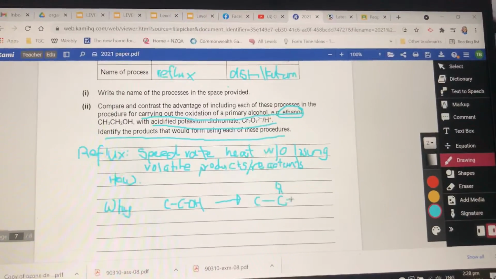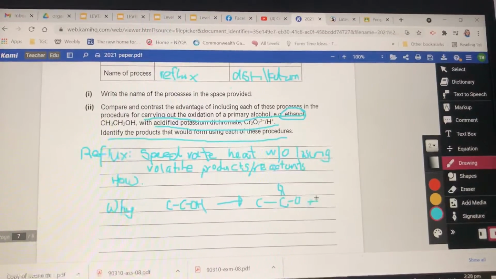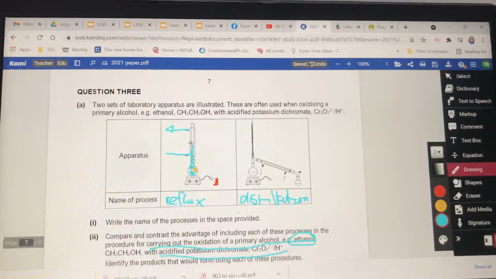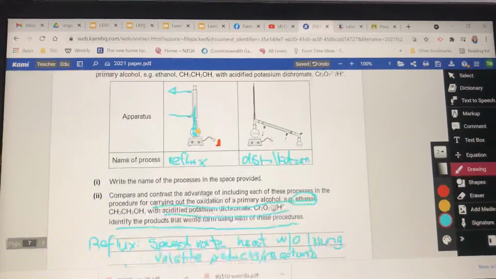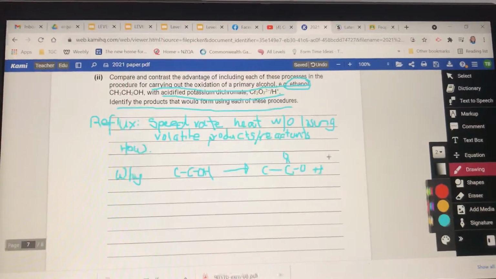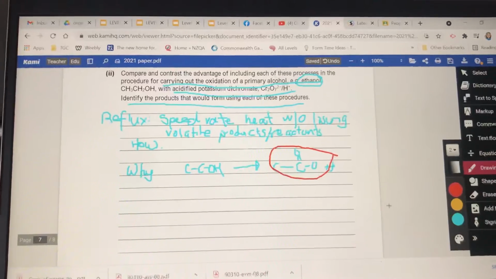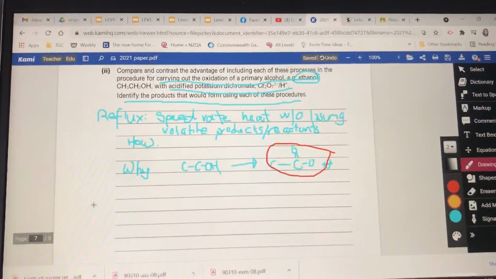And so we're oxidizing, and then anything that has not finished oxidizing continues to be reacted by condensing and falling back in until hopefully we have got only this product there. We're making a lot of this as quick as we can. Right, let's look at distillation.